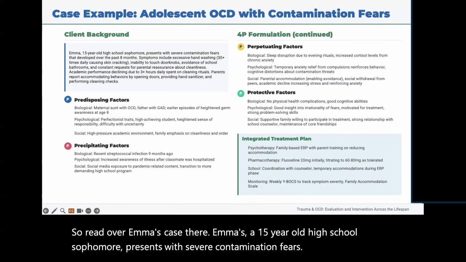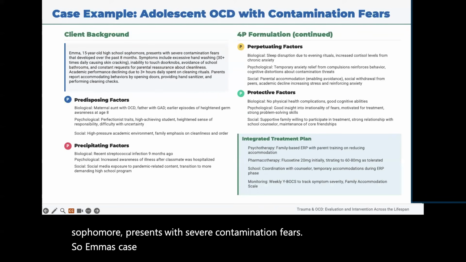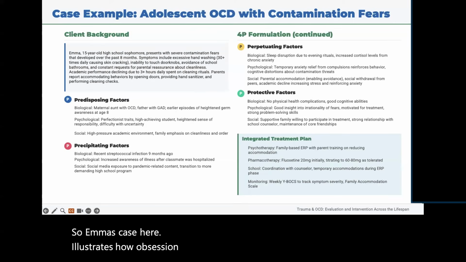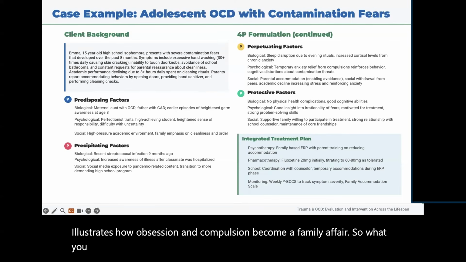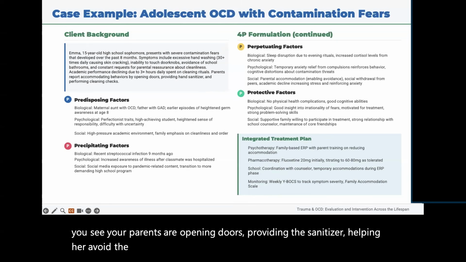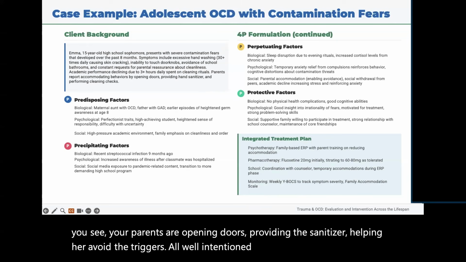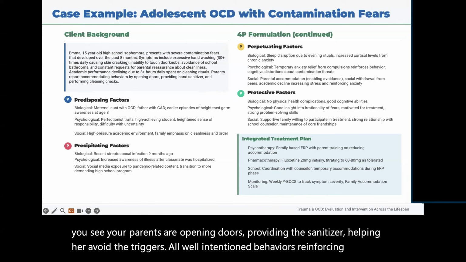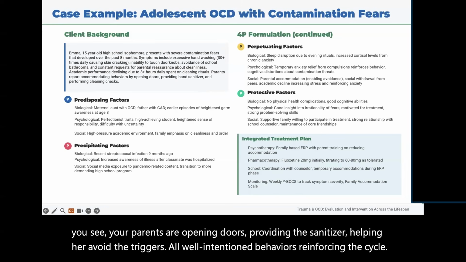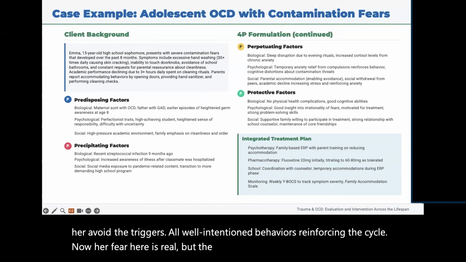So Emma's case here illustrates how obsession and compulsion become a family affair. So what you see here, parents are opening doors, providing the sanitizer, helping her avoid the triggers, all well-intentioned behaviors, reinforcing the cycle. Now, her fear here is real, but the threat is imagined, and her family has started orbiting around that imagination.